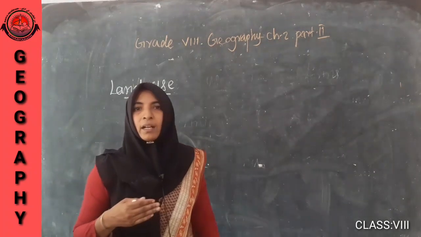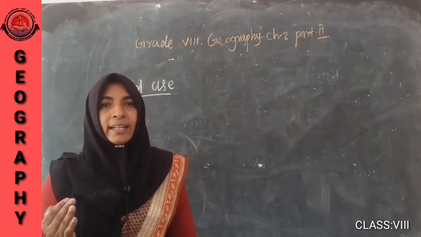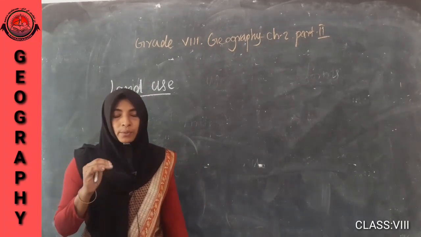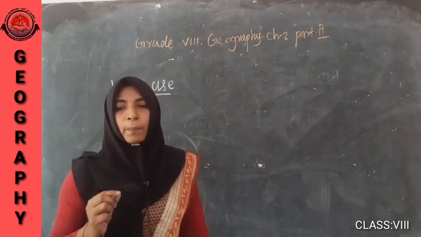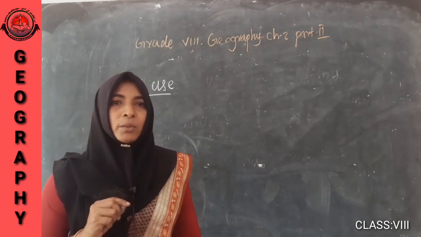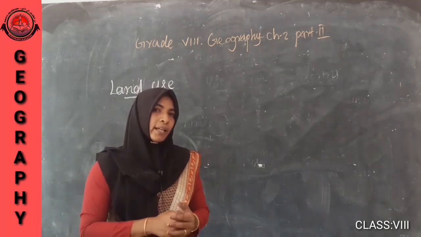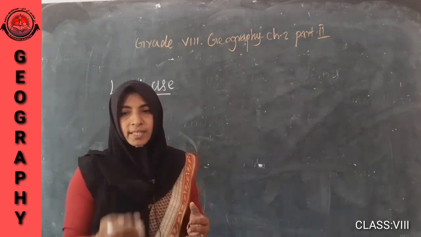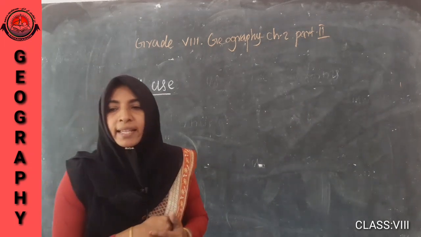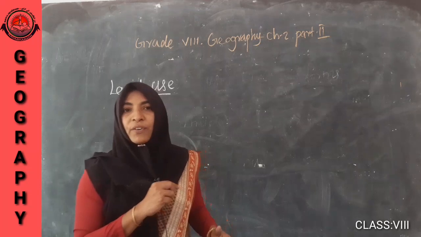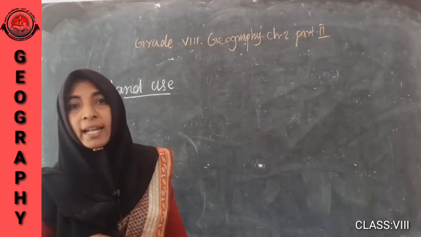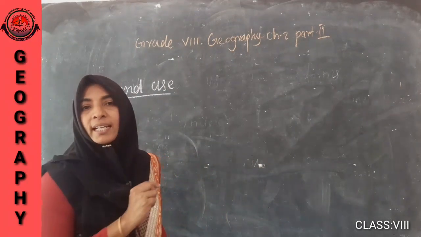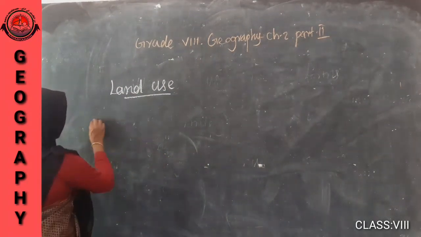Next topic, how can we use our land in a proper manner? In order to use our land in a proper manner, we need to follow a few procedures. First one, land management practices must be efficient and eco-friendly.